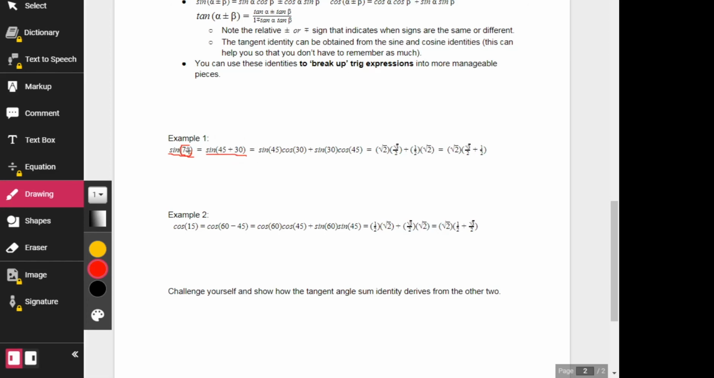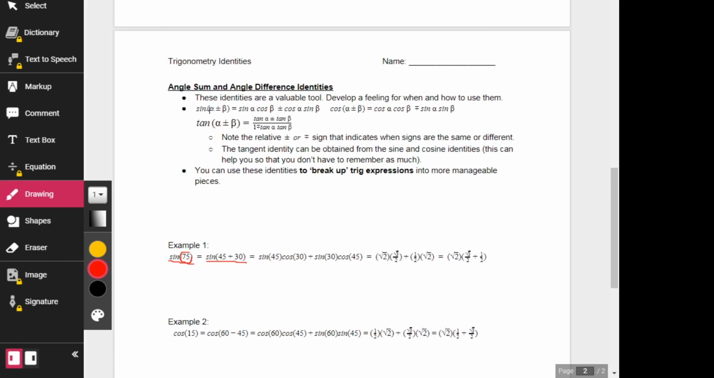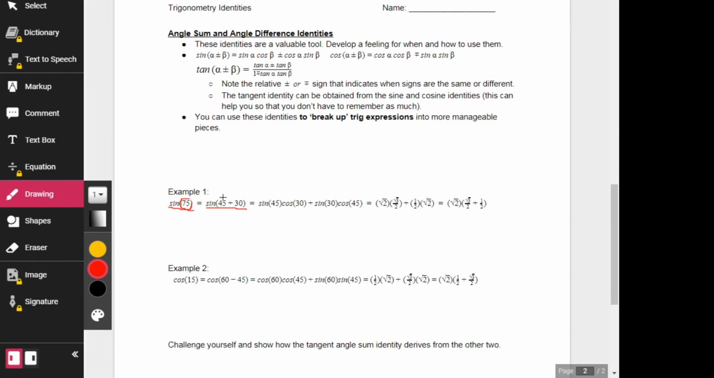But we want to create an addition or a subtraction that equals 75. So now we have this addition here. Now using the angle sum identity, we can say sine of alpha plus beta equals the sine of alpha times the cosine of beta plus the cosine of alpha times the sine of beta. So we're just replacing where there's alpha, we're going to put 45, and where there's beta, we're going to put 30.